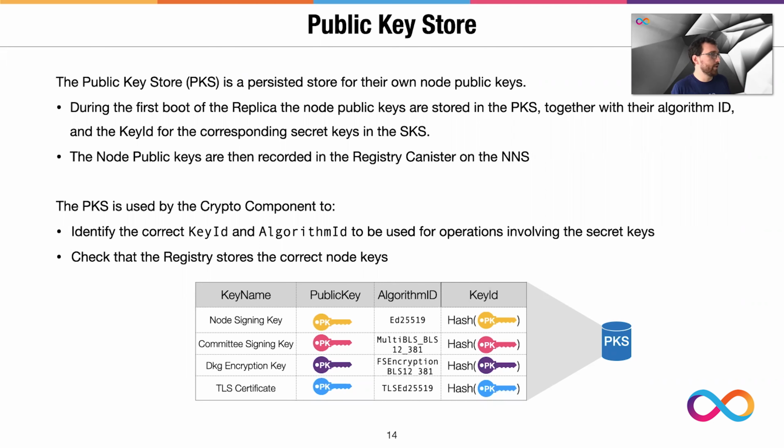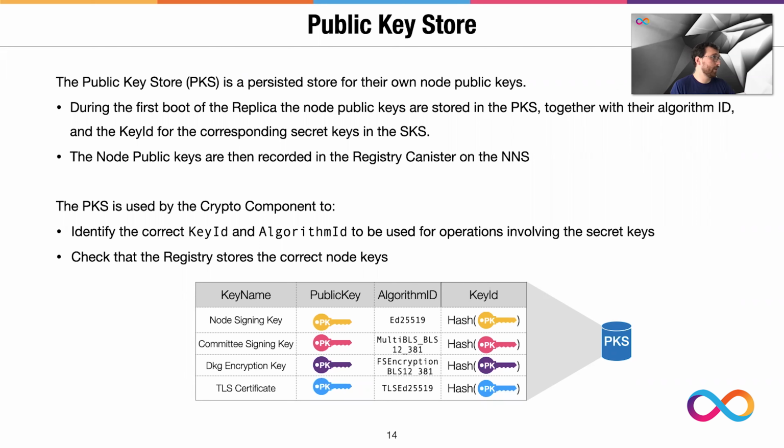The information that we store in this public key store is some name to identify the keys, the public key value itself, some algorithm ID identifiers that specify for which algorithm IDs we can safely use this key, and optionally we can also include directly the key identifier that is needed to use the corresponding secret key in the secret key store. But as said, we generally use the hash of the public key as the key identifier, so this could even be omitted and computed on the spot whenever it's needed.